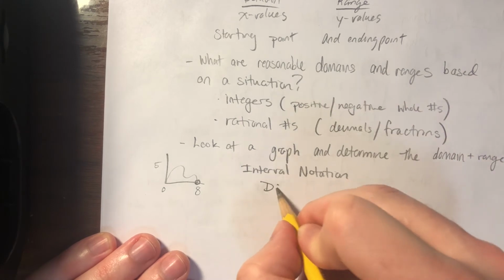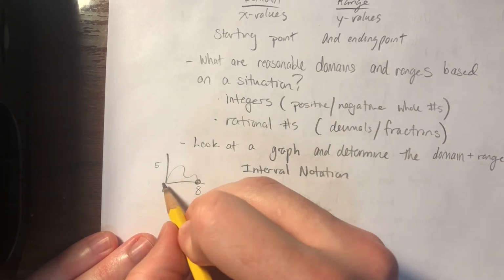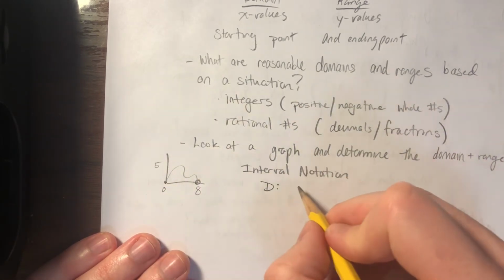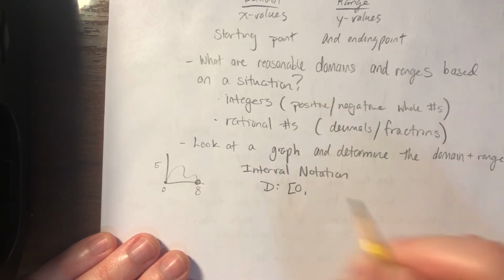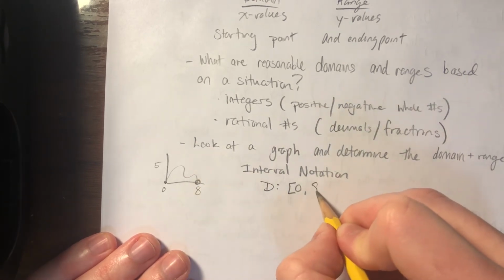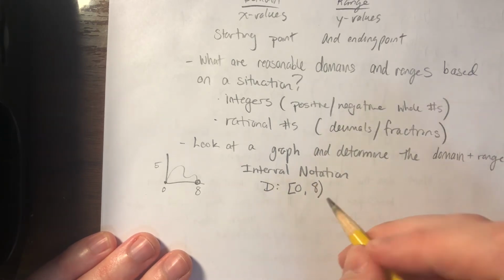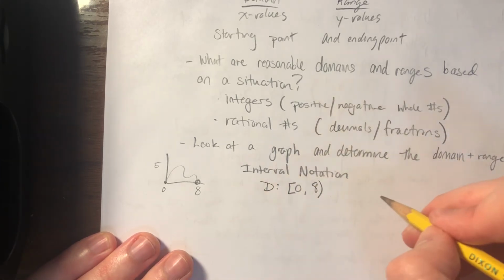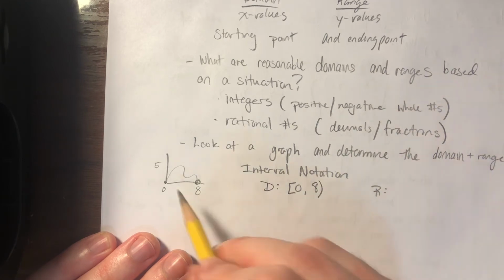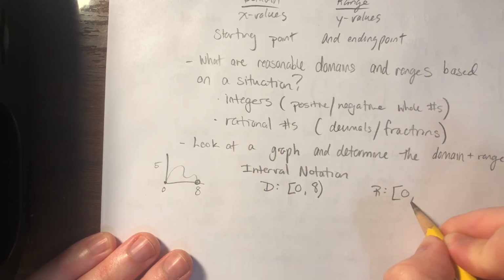I know for my domain, my lowest value is 0. Let's say I've got a filled in circle there. So I'm going to include 0. And I'm going all the way up to 8. And I'm not going to include 8, so I'm going to put a soft bracket. If I want to talk about my range, I can see we're starting at 0, going up to 5.